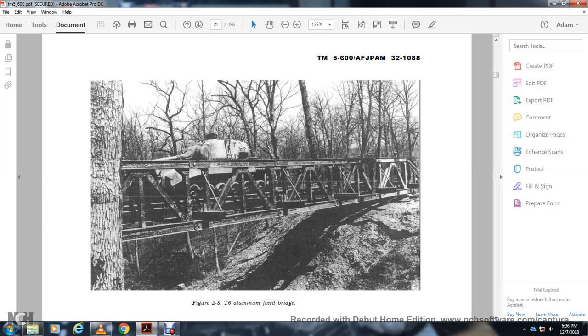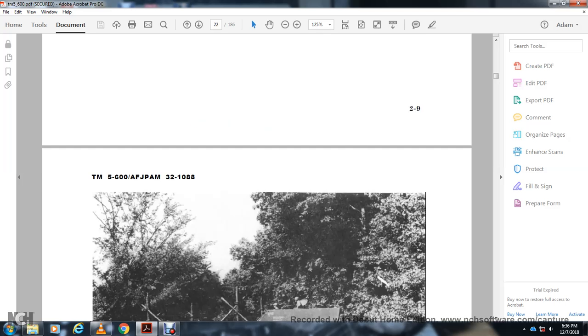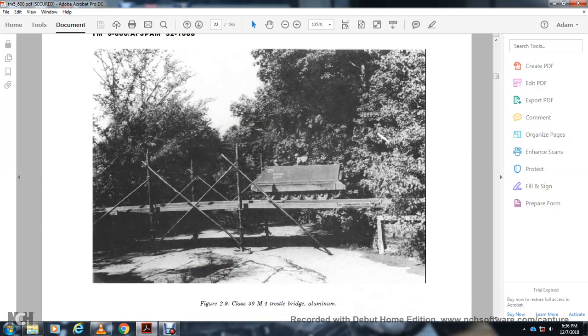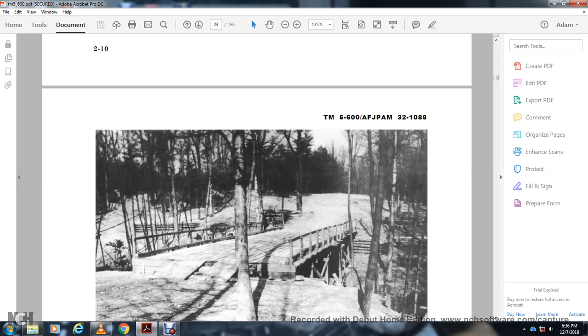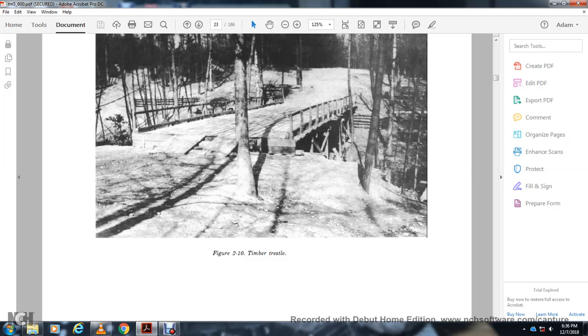T6 aluminum fixed bridge, a Class 50 M4 trestle bridge, aluminum. And this one is a timber trestle.